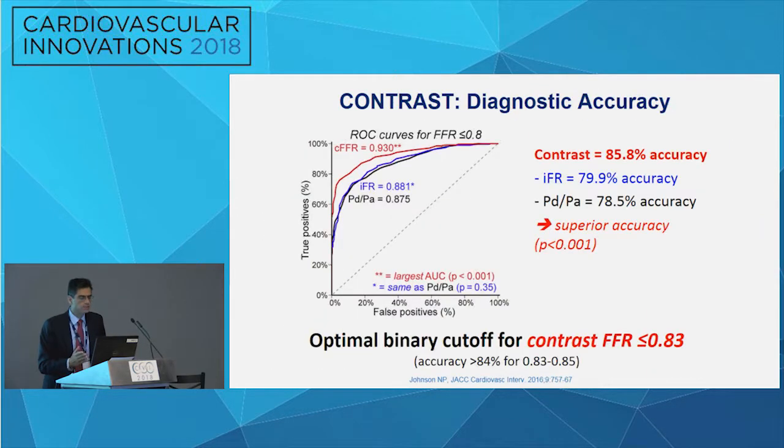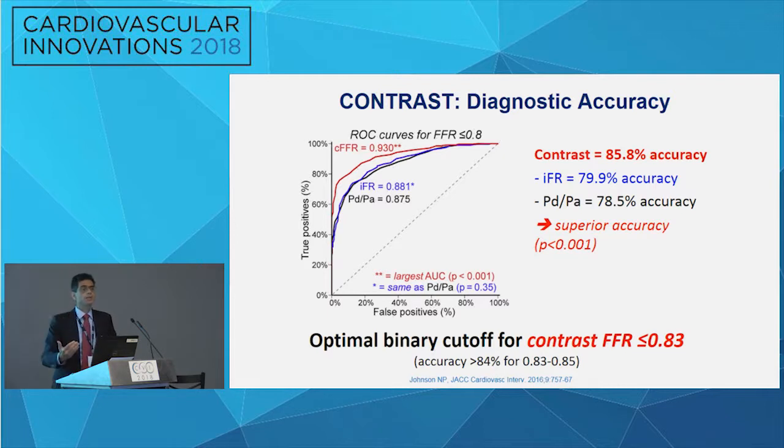So contrast FFR, as mentioned before, if you give contrast and then you go back to pressure, wait for 1 or 2 seconds, and then record, you're going to get a measurement which is not FFR because it's not adenosine. Adenosine is the better vasodilator, but you're still going to get a drop in pressure. And this is from Niels Johnson. If you go less than or equal to 0.83, that correlates fairly well with the adenosine FFR, with an area under the curve of 0.93. So that's another option.